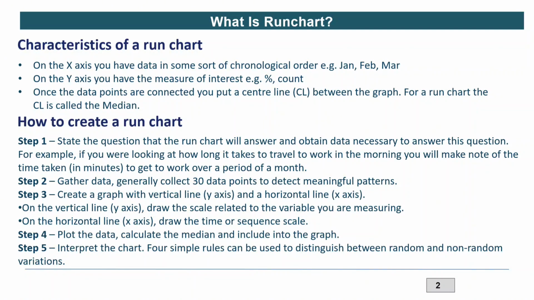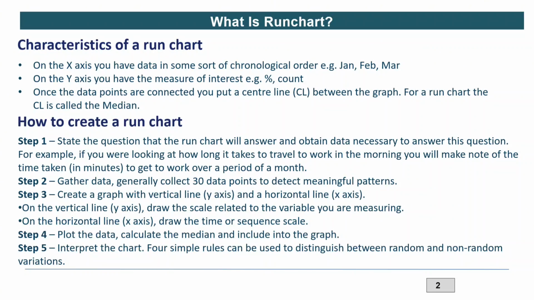Step 4, you need to calculate the median of your data. So if you have collected 30 data points, you need to calculate the median of your data. We all know how to calculate median. We can either use the Excel function median and select our data, or we can arrange the data in descending order and find the middlemost value. If you have 31 data points, your 16th data point will be your median. But if you have 30 data points, your 15th plus 16th data point divided by 2 will be your median.